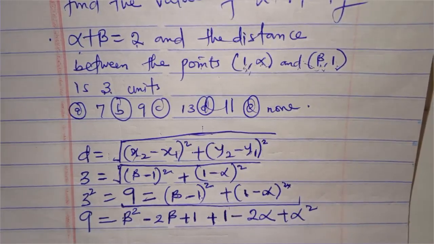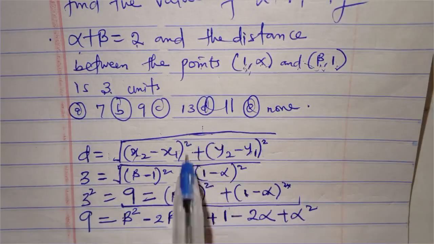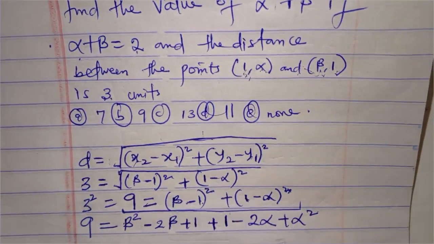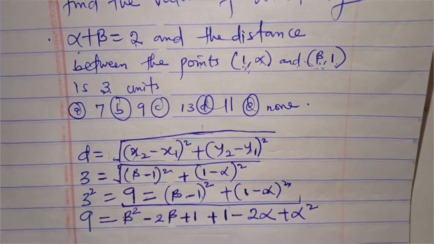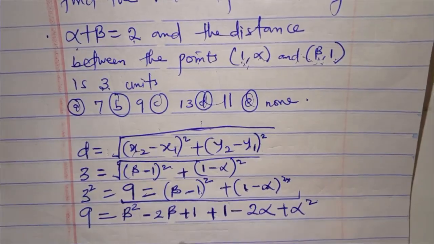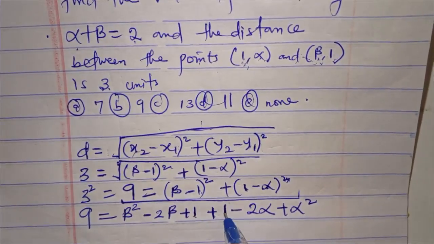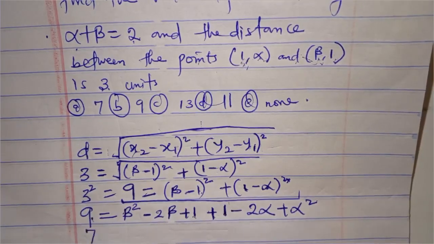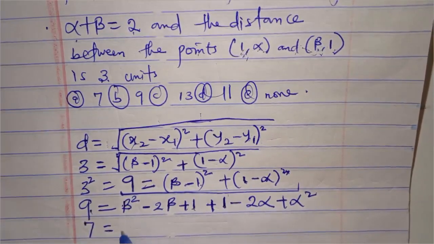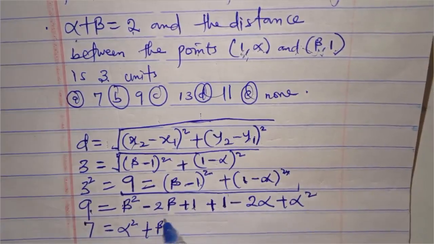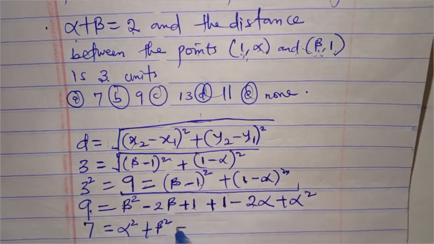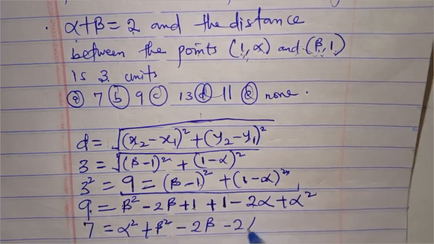So the question is asking for the value of alpha squared plus beta squared, right? So I can see alpha squared plus beta squared. Let's make alpha squared plus beta squared the subject of the formula. 1 plus 1 is 2, right? So 9 minus 2, that's 7, equal to alpha squared plus beta squared. Then we're having minus 2 beta minus 2 alpha.